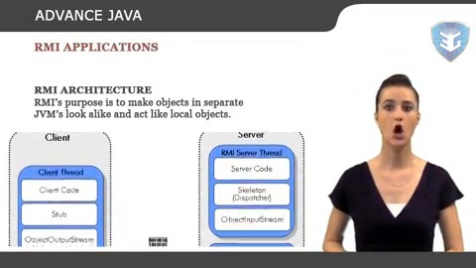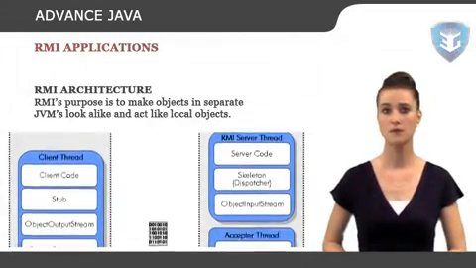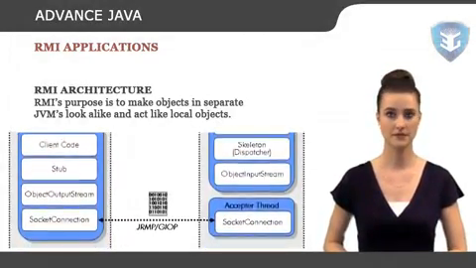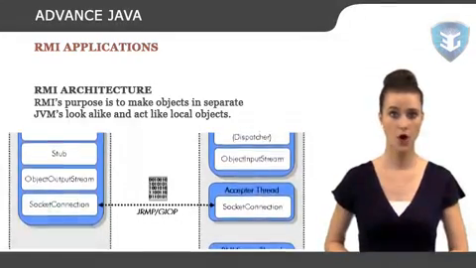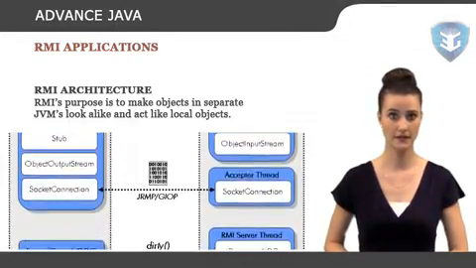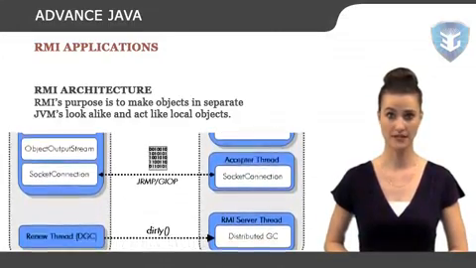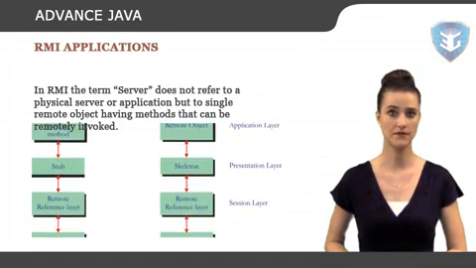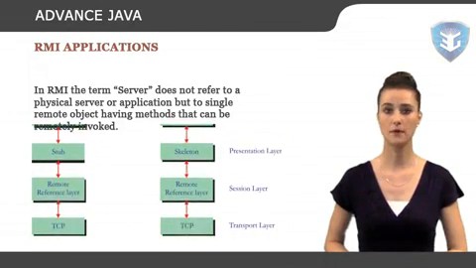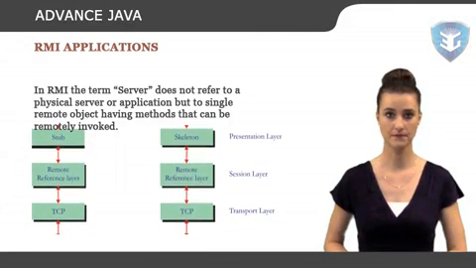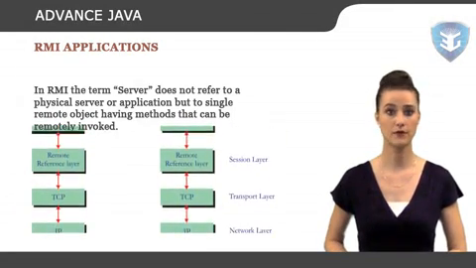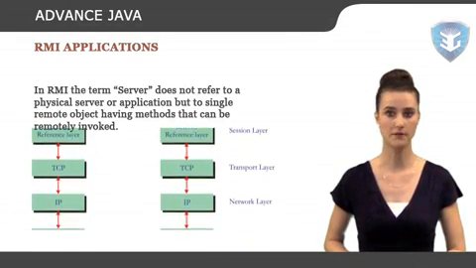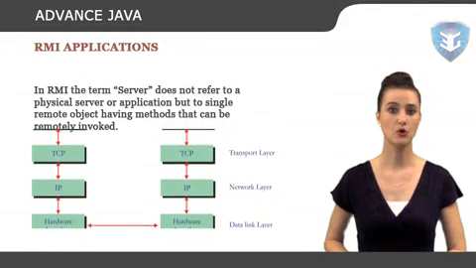Let's now understand the RMI architecture. RMI's purpose is to make objects in separate JVMs look and act like local objects. The JVM that calls the remote object is usually referred to as a client, and the JVM that contains the remote object is the server. In RMI, the term server does not refer to a physical server or application, but to a single remote object having methods that can be remotely invoked. Similarly, the term client does not refer to a client, but actually refers to the object invoking a remote method on a remote object. The same object can be both a client and a server.